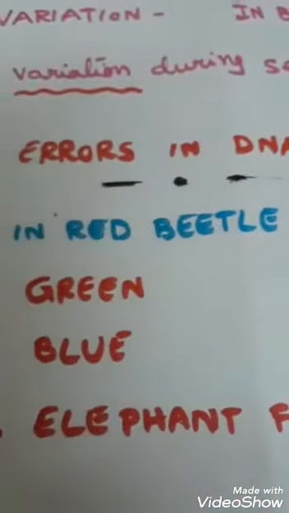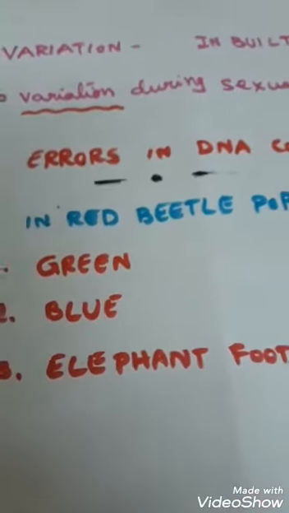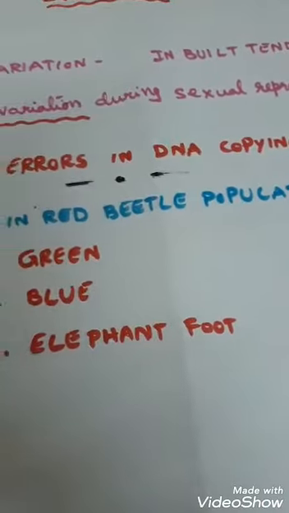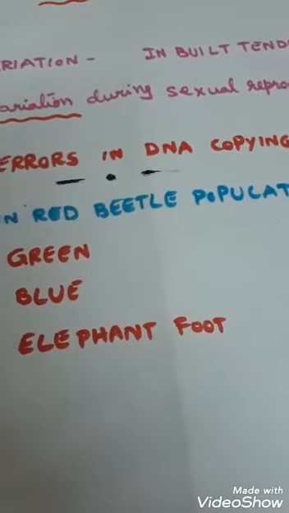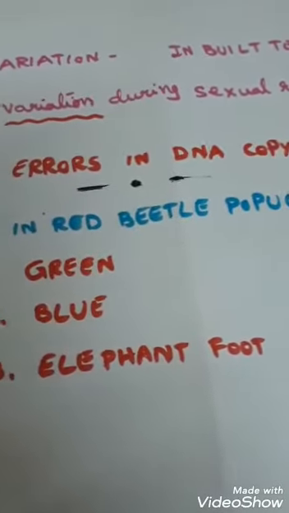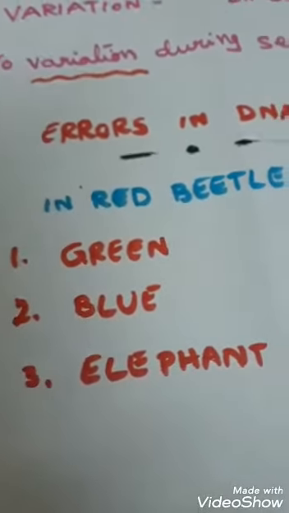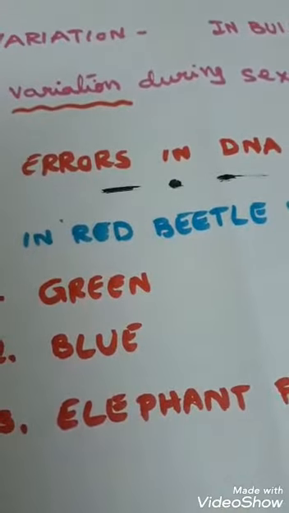So, in this sexual reproduction, what will happen actually? Errors in DNA copying. So, what is the main essence of variation? Errors in DNA copying. Here we are going to discuss how the variations are created and how it leads to evolution.